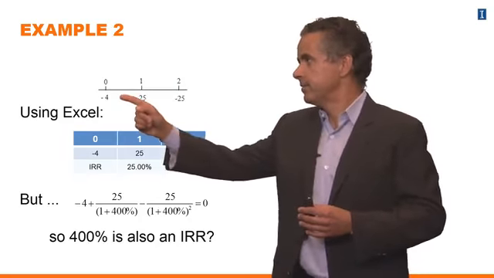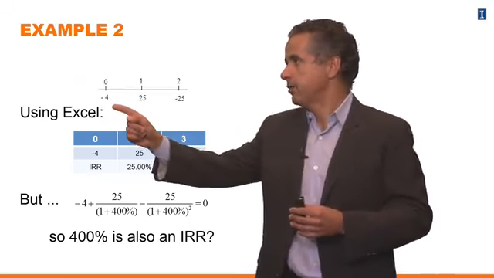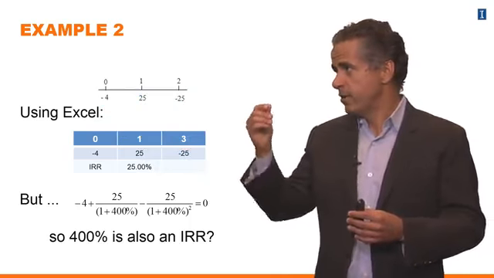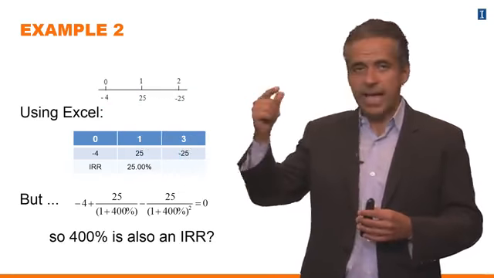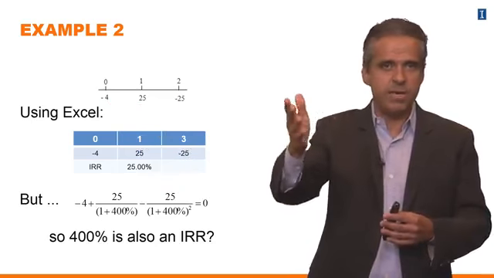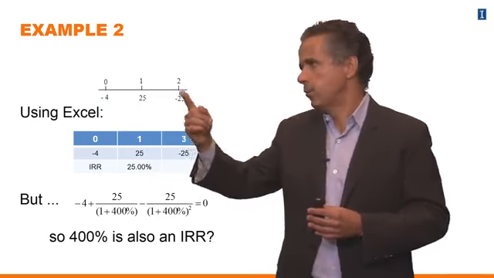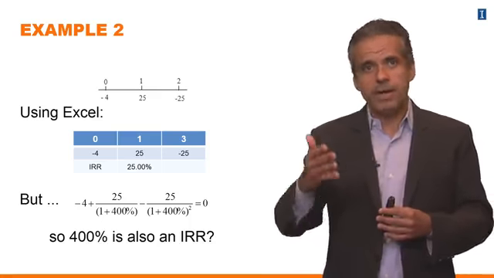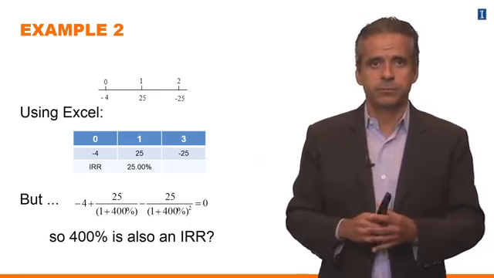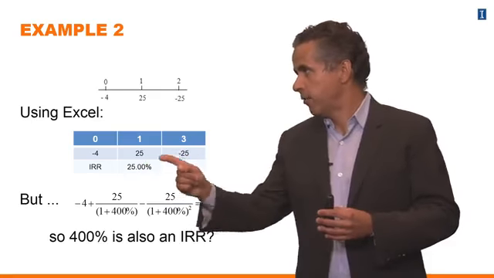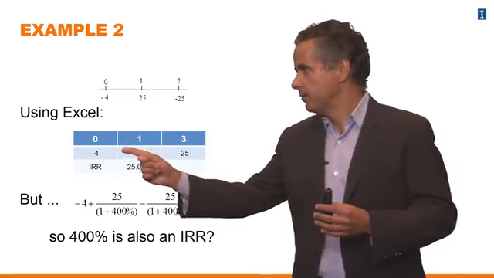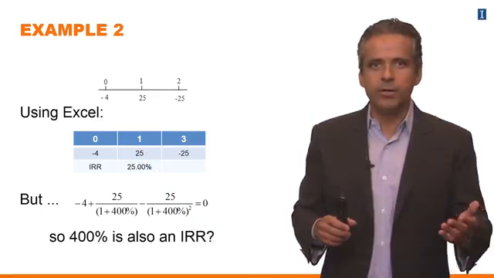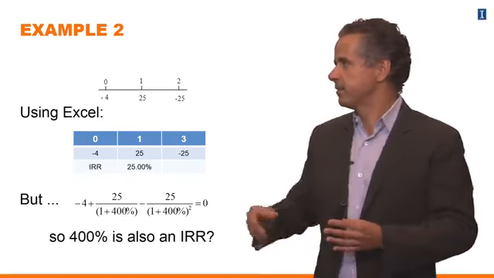Suppose you have this case, okay? Again, another timeline, minus 4, 25, minus 25, okay? So you invest minus 4 today, then you get a payoff of 25, let's say, $1 million in a year. But then you have to pay again, you have to pay minus 25 million in 2 periods, okay? Let's try to use Excel. Write down the cash flows, use the IRR function, okay? Excel will tell you that the IRR is 25%, okay?